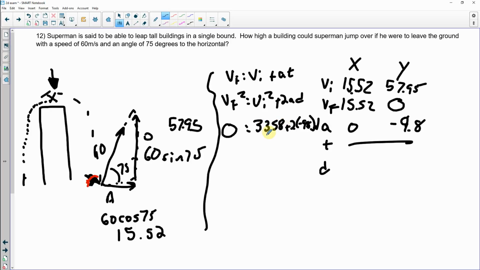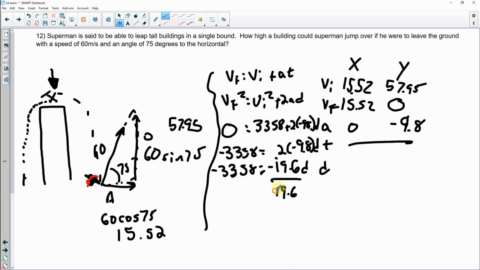So now I've got to get 3358 over to the other side. So I'm going to subtract that from both sides. 3358 equals 2 times negative 9.8 d. Then 2 times negative 9.8 is negative 19.6, so 3358 equals negative 19.6d, and then I'm going to divide both sides by negative 19.6, so 3358 divided by negative 19.6.